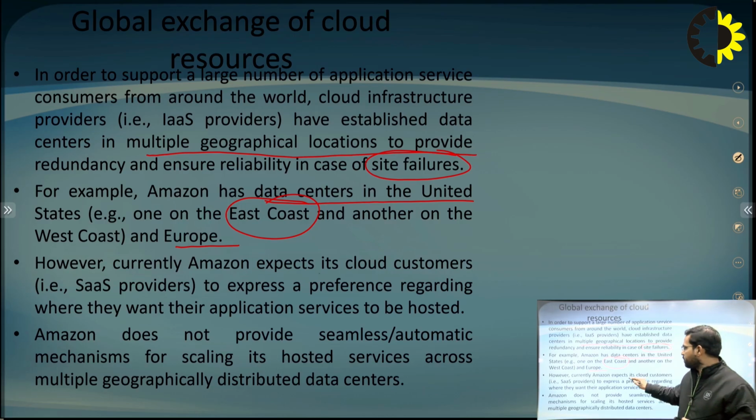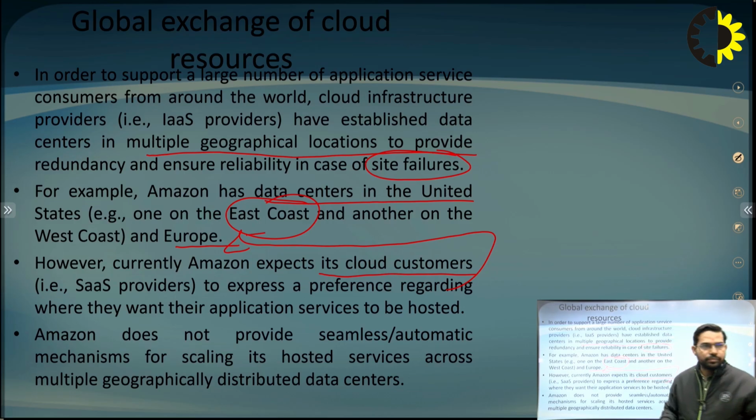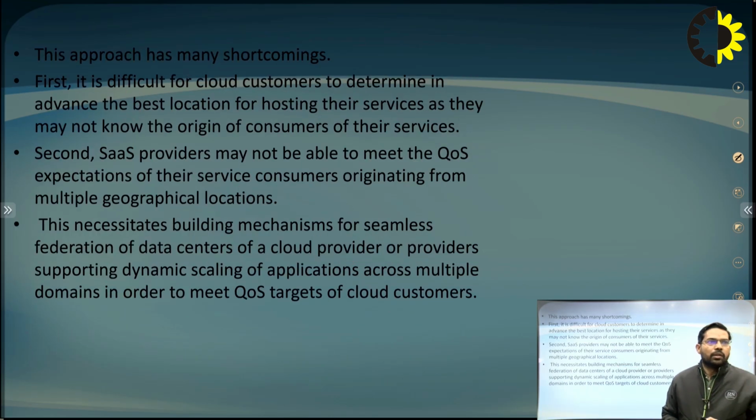Currently, Amazon expects its cloud customers, as software as a service providers, to express a preference regarding where they want their application service to be hosted. So if some users want their service requested in Europe, Amazon does not provide seamless automatic mechanisms for scaling its hosted service across multiple geographically distributed data centers. So this approach has many shortcomings.